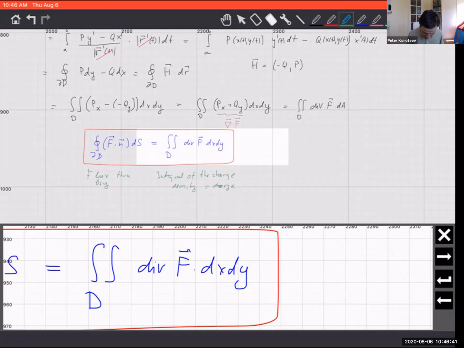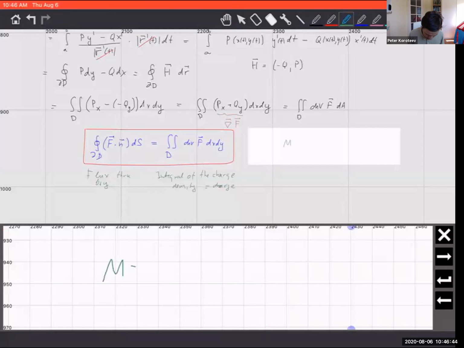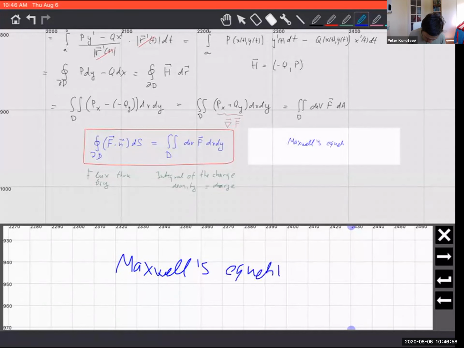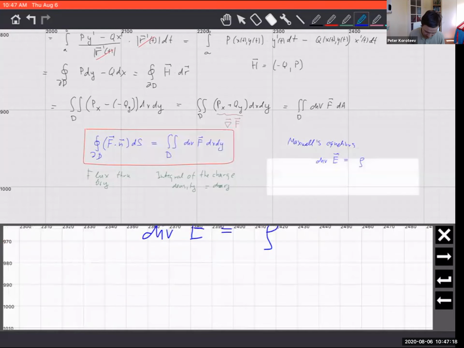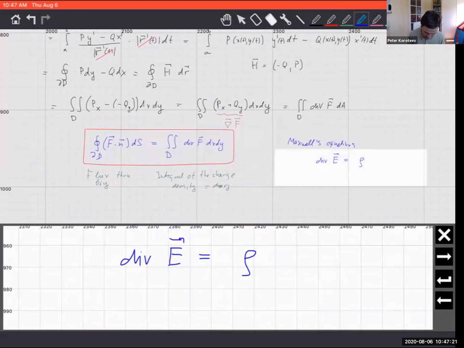So one of Maxwell's equations reads: the divergence of the electric field is equal to the charge density. That plays a role in the left-hand side equation.